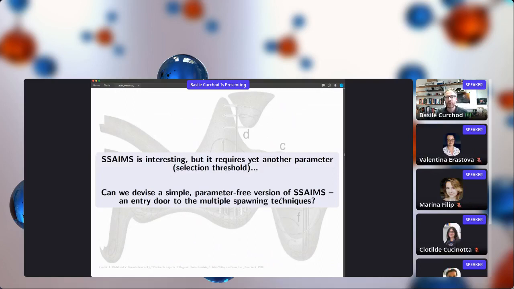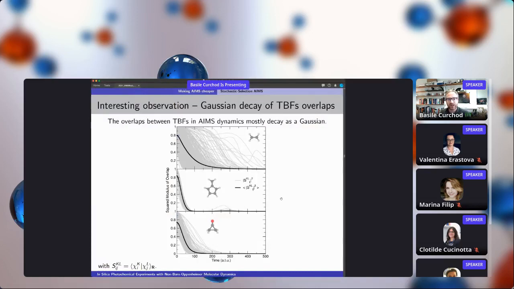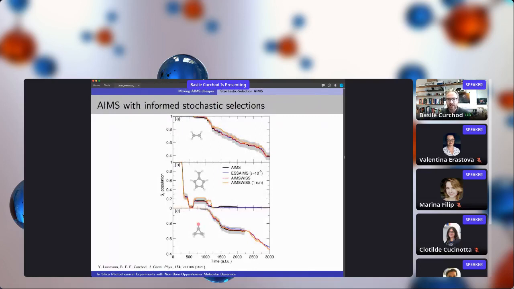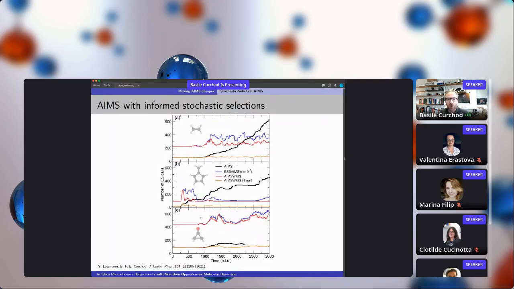And that's a challenge that I gave to one of my PhD students, Yorick Lassmann. And he made a nice observation that the overlap between our Gaussian functions always decays as a Gaussian. Therefore, it would be possible for us to predict for how long, in theory, these Gaussians should remain coupled without having to fix a given threshold. And he used this strategy for what we call the ab initio multiple spawning with informed stochastic selection, which for all the model systems that we've been testing, if you compare the red line with the black line, provides an extremely good agreement with the ab initio multiple spawning, and at the same time always remains less expensive than the original stochastic selection AIMS, which means that it's even more competitive with respect to surface hopping.